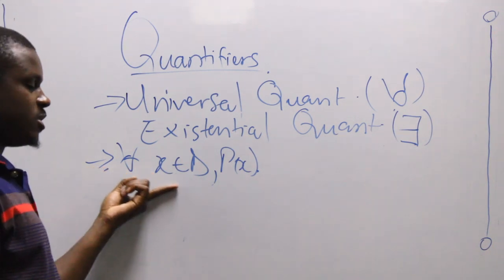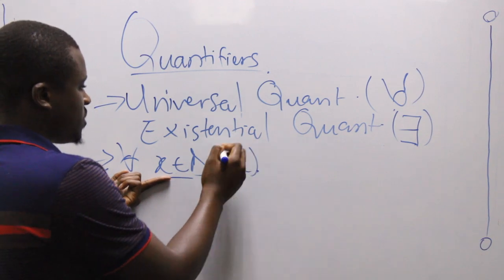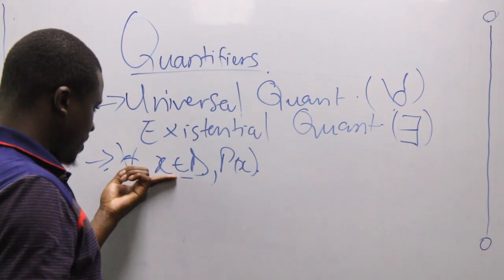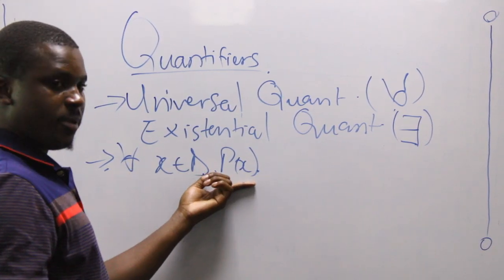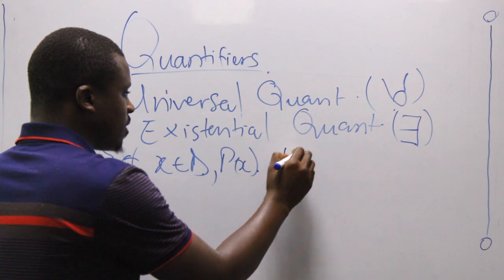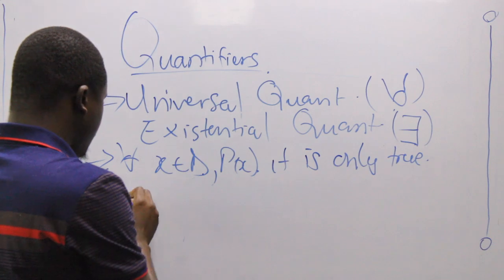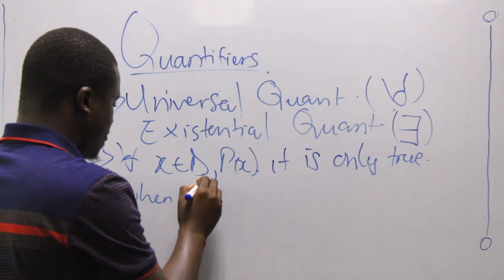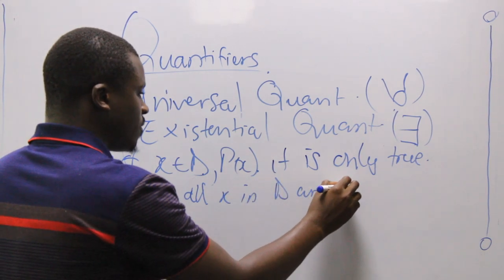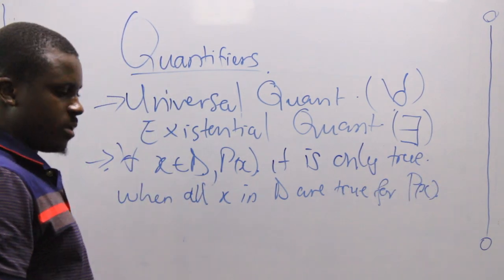So it was designed to be true whenever each and every value in D is true for P of x. If there is any value here which is not true for P of x, then this will be false. So it is only true when all x in D are true for P of x. That's when it will be true.